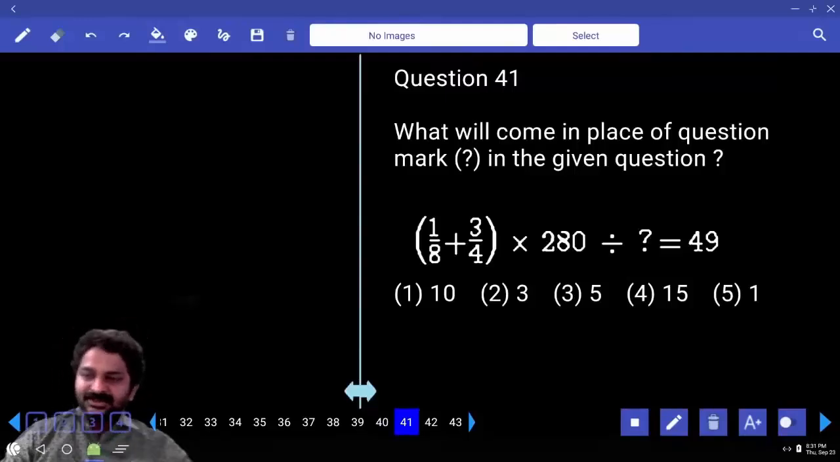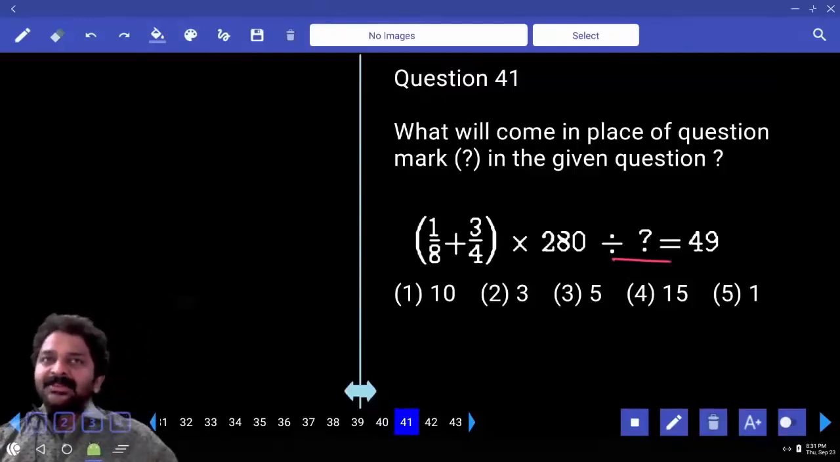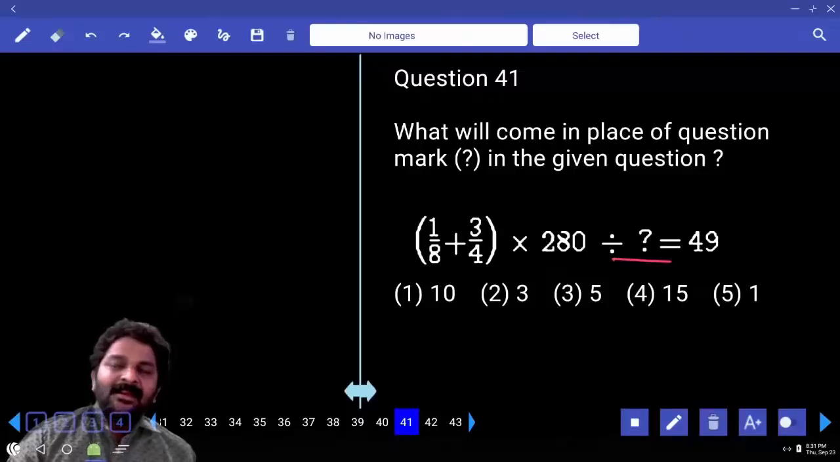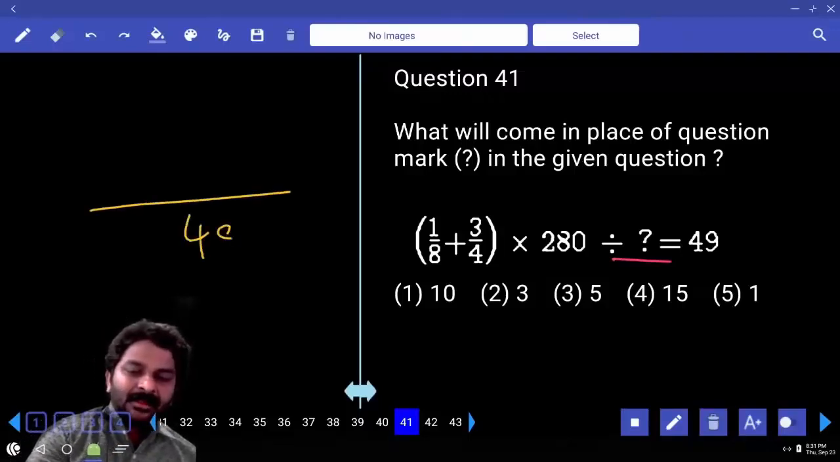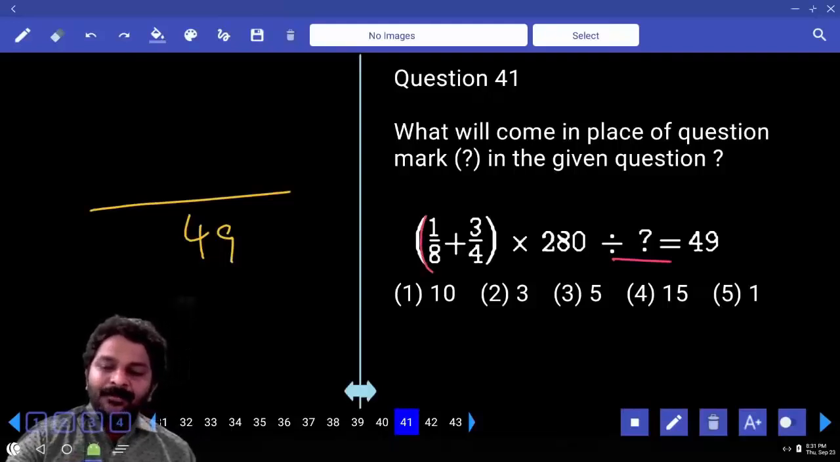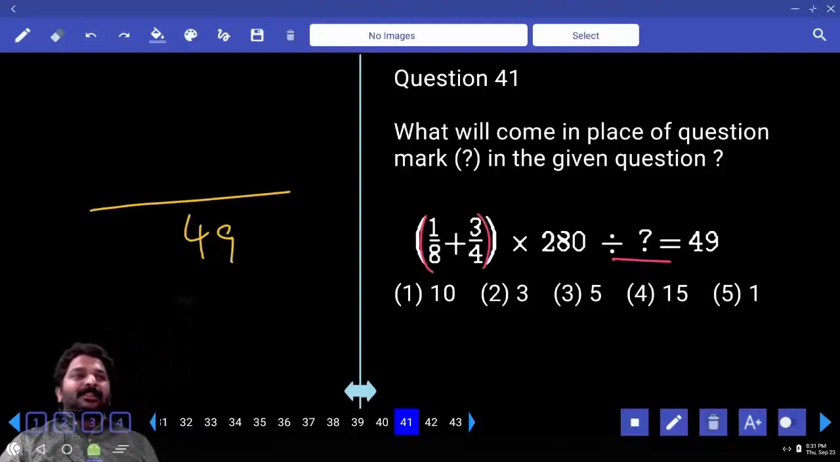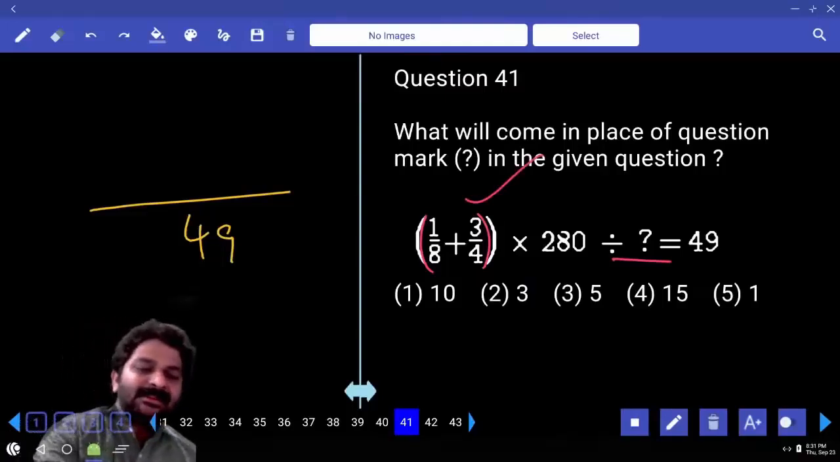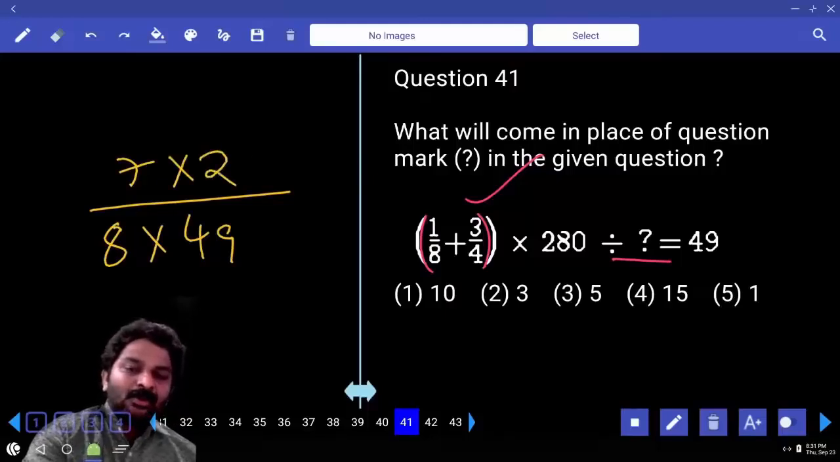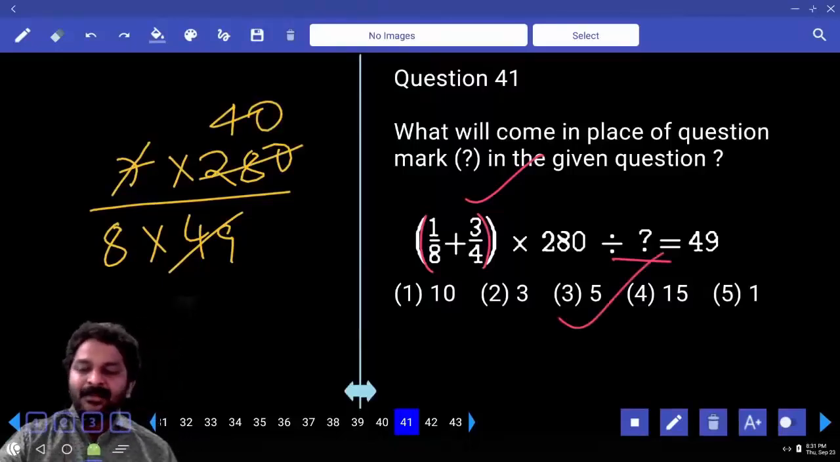Come on, 41 onwards. Divided by x goes to right hand side. Right hand side 49 will come to left hand side. So already we have 49. And in numerator, 1 by 8 plus 3 by 4. 3 by 4 can be written as 6 by 8, plus 1 by 8, 7 by 8 into 280. 7 times 7, 40 times 40 by 8, 5.